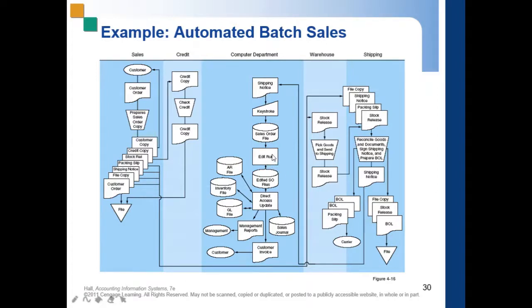So, after the edit run, you then process it. Once it is processed, you already have your edited SO files. After which, with the edited SO files, it goes to the updating of your records. It automatically updates, or has direct access to, your AR file, inventory file, general ledger file, management reports, and sales journals, and so on.